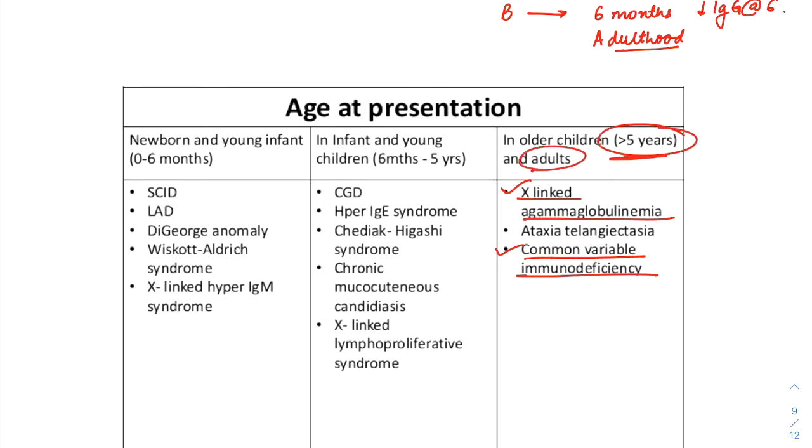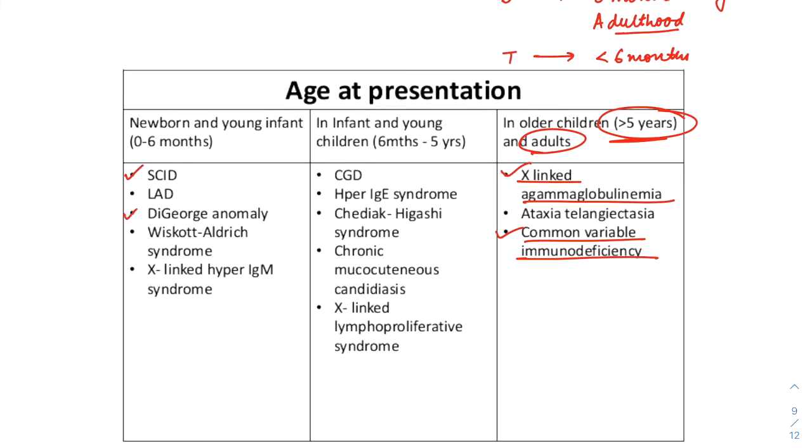The T cell defects, I have told you, usually present in less than 6 months of age. So T cell defects like T cell severe combined immunodeficiency, DiGeorge syndrome, Wiskott-Aldrich syndrome, and X-linked hyper IgM syndrome present in less than 6 months of age.